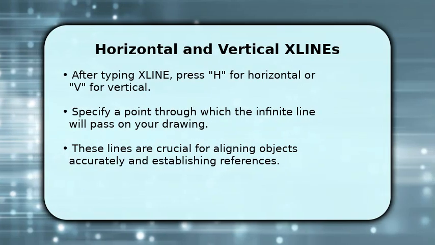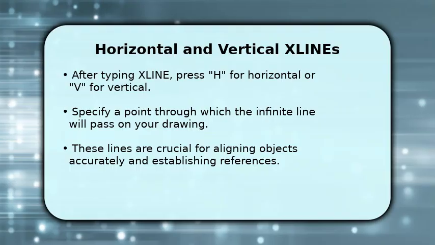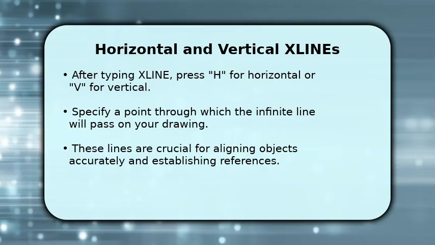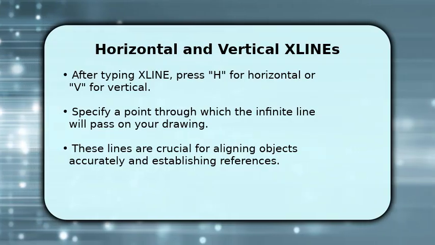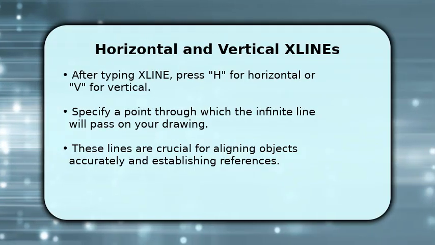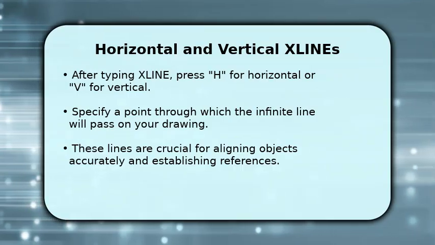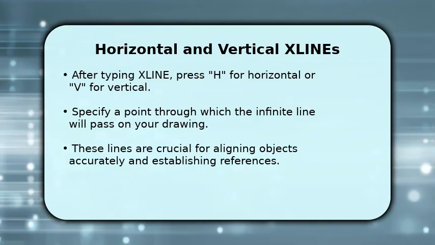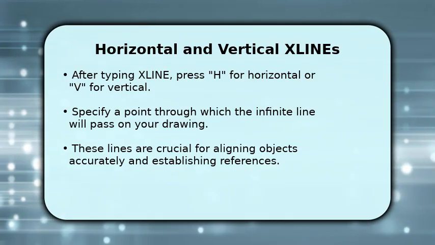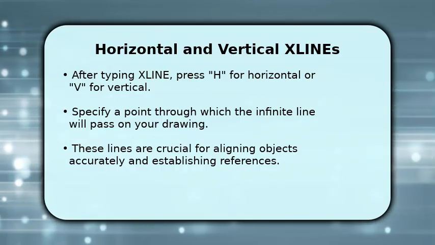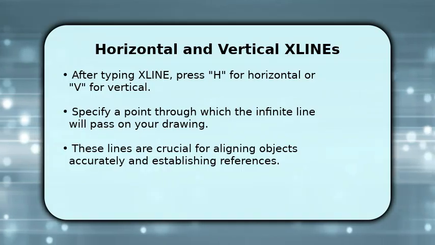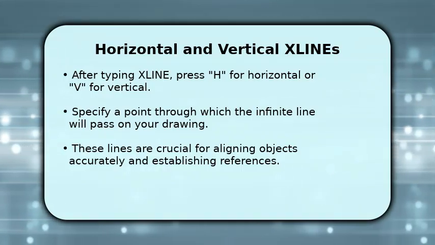Once you've initiated the X-line command, you have several options. To create a perfectly horizontal line, simply type H and press Enter, then click a point on your drawing. For a vertical line, type V and press Enter, then select a point. These two options are fundamental for establishing clear, straight references across your entire drawing, making alignment tasks much simpler and more efficient for your design work.